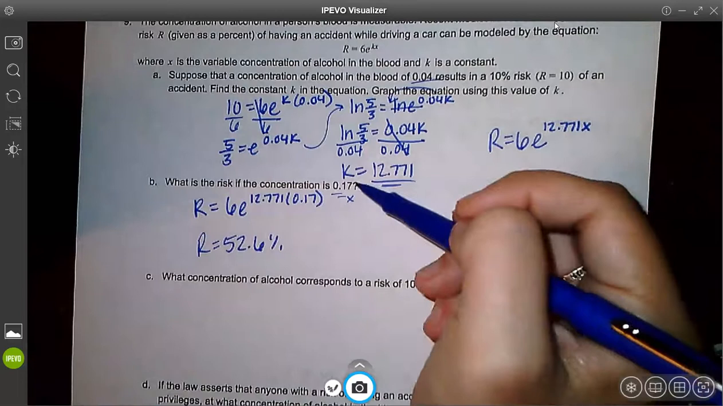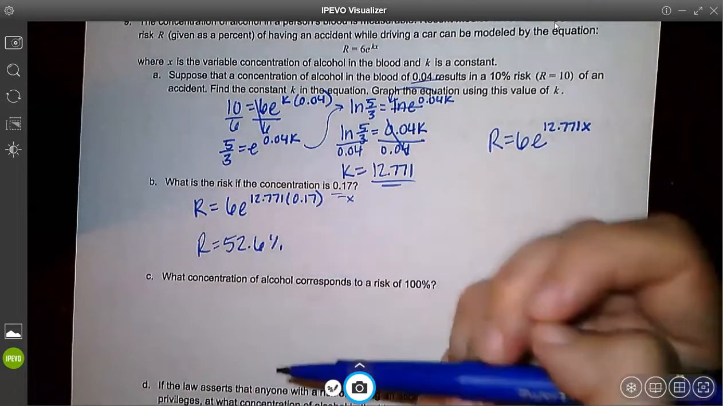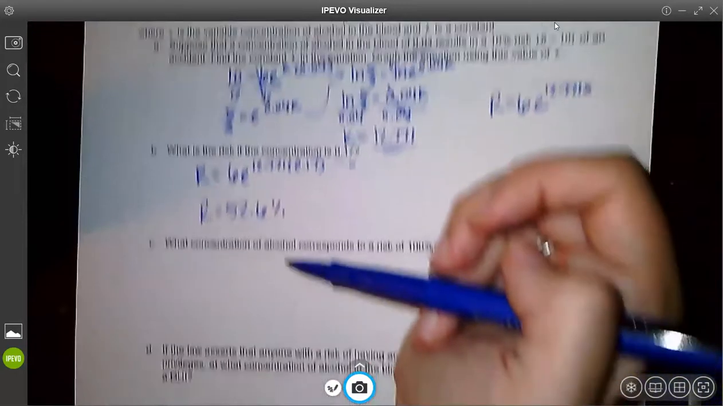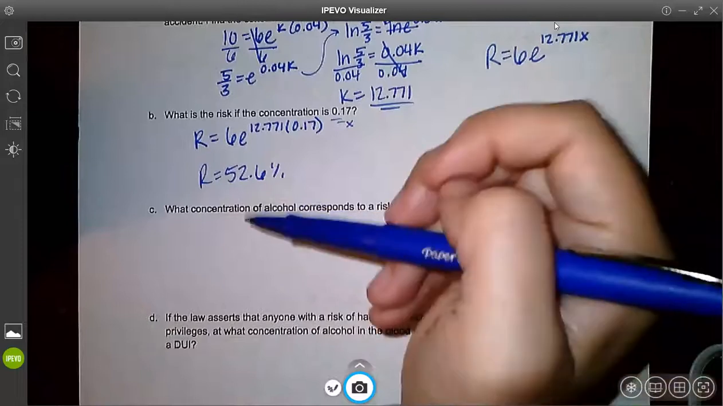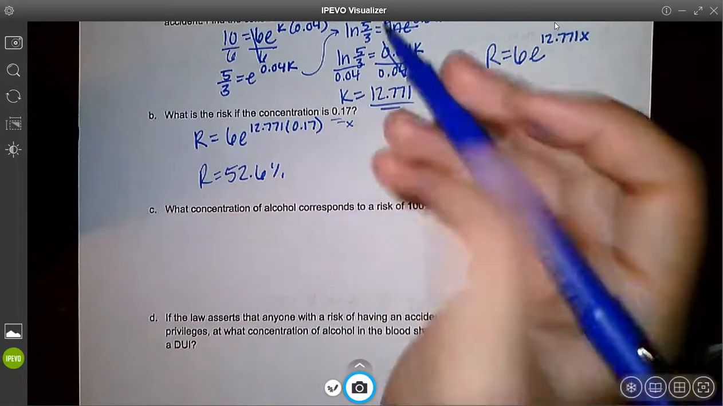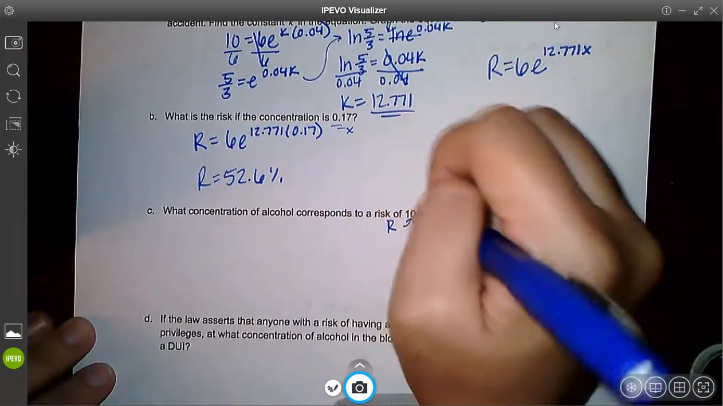So if your blood alcohol content is 17%, you have a 52.6% chance of getting into a wreck, is what this is saying. What concentration of alcohol corresponds to a risk of 100%? So this is our R, we are looking for X.